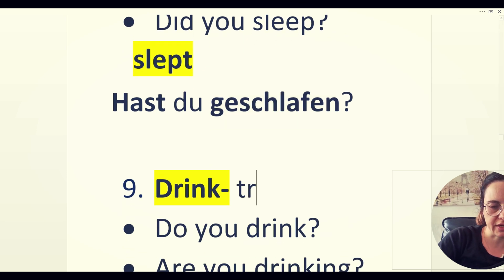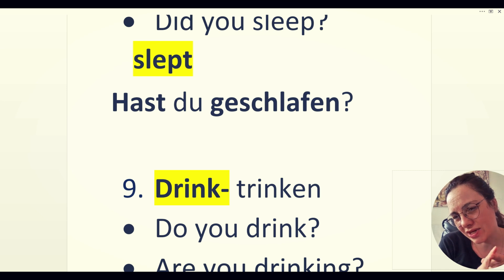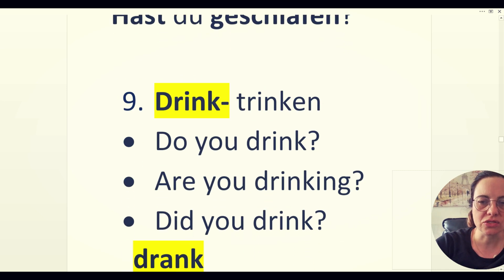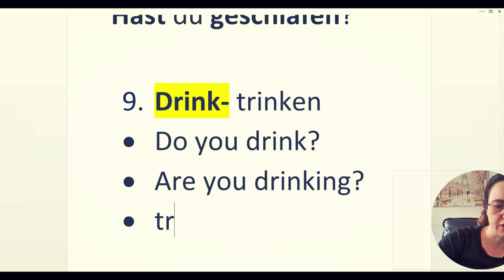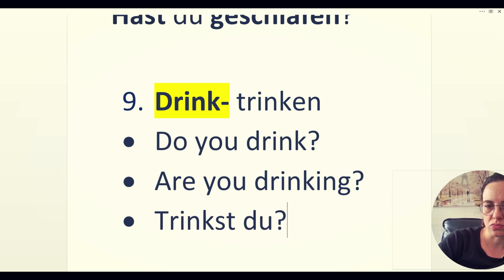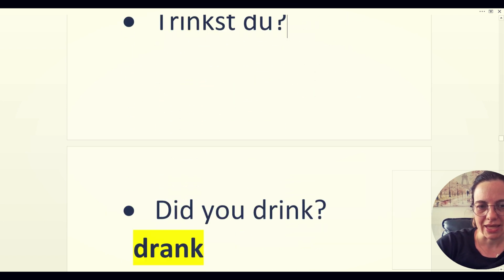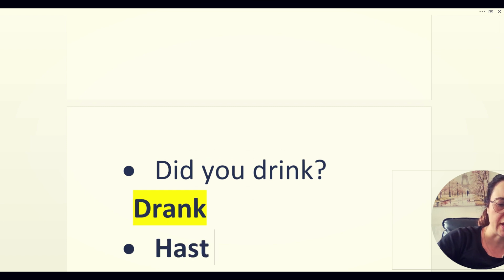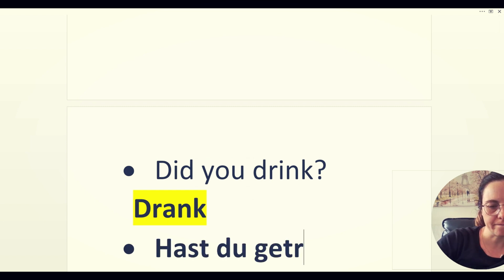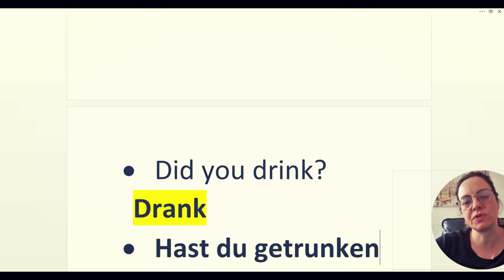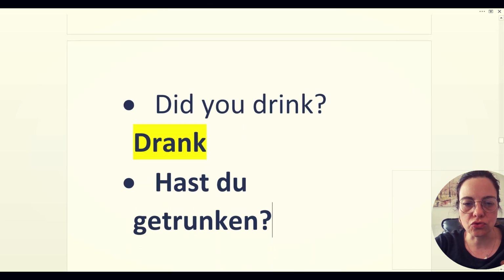Drink is trinken. Here we have a regular one in Präsens. Ich trinke, du trinkst, er trinkt. Okay, so "are you drinking" or "do you drink" would be "trinkst du". And "did you drink"? Hast du... irregular participle, getrunken. Past participle: hast du getrunken? Getrunken.